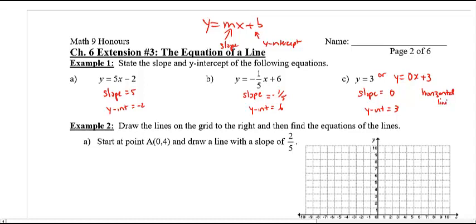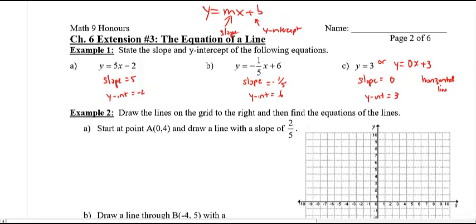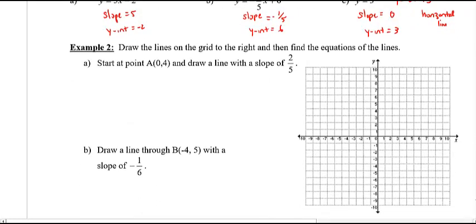Okay? So let's see if we can do an example number 2. It says draw the lines on the grid and then find the equations. So it says start with the point 0, 4. Well, that's nice, because that's the y-intercept. And then, what does it say now? Draw a line with slope 2/5. So remember, rise over run. I'm going to go 5 to the right, 1, 2, 3, 4, 5. And then 2 up, 1, 2. And there's my next dot. Connect them together. I wish I had a ruler. And there you go.